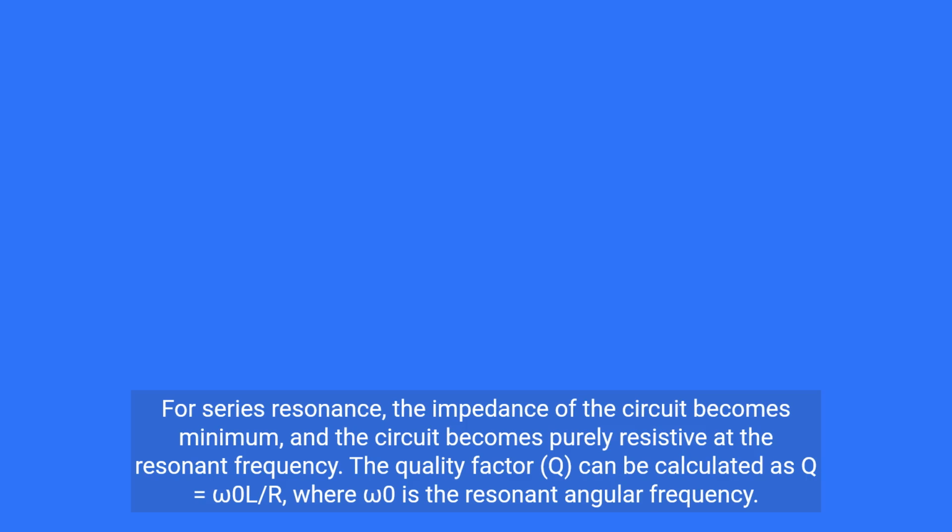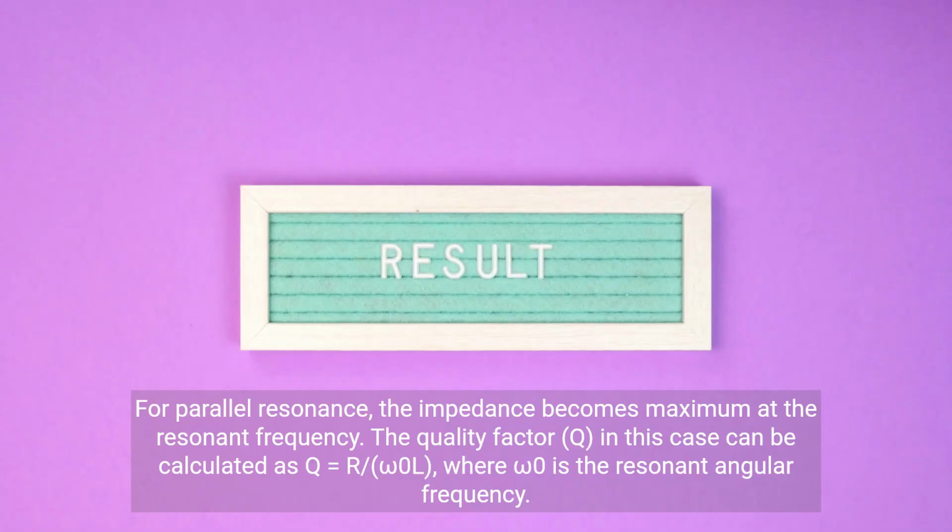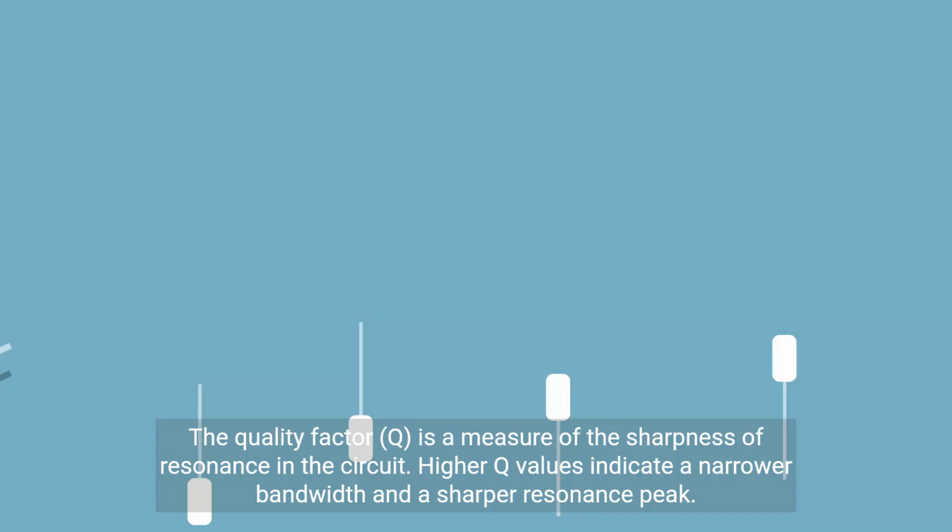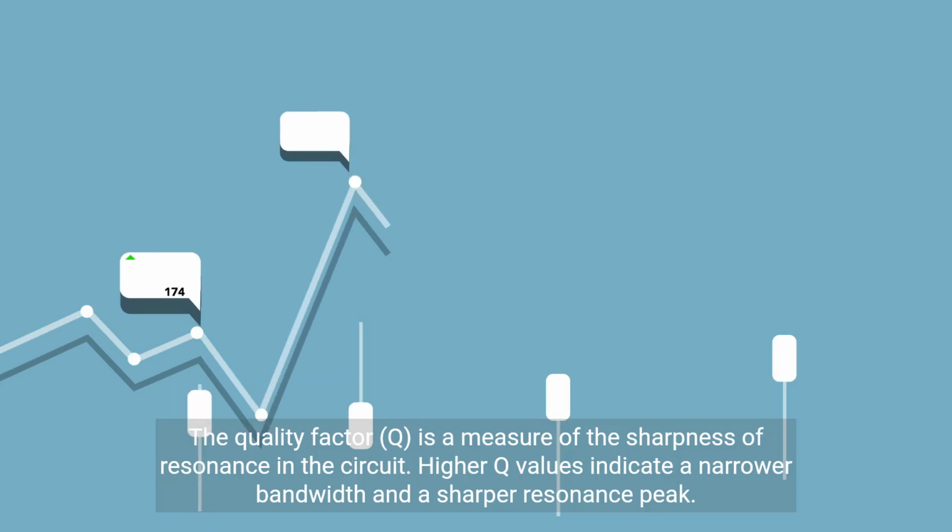The quality factor, Q, can be calculated as Q = ω0L/R, where ω0 is the resonant angular frequency. For parallel resonance, the impedance becomes maximum at the resonant frequency. The quality factor, Q, in this case can be calculated as Q = R/(ω0L), where ω0 is the resonant angular frequency. The quality factor, Q, is a measure of the sharpness of resonance in the circuit.